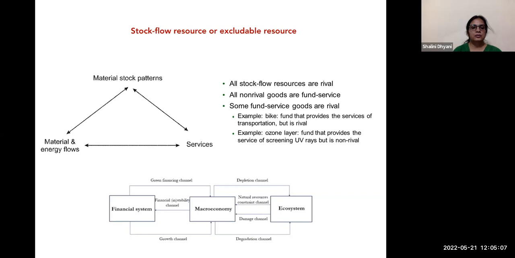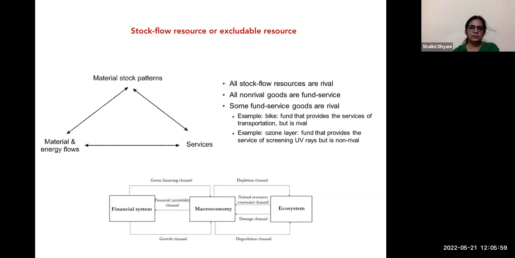So these are material stock patterns that ensure material and energy flows, and they also regulate ecosystem services in the environment. That means financial systems lead to a requirement of natural resources, and they also lead to damage. So this degradation and growth is very much connected to the economy and financial system. If you want equitable growth, understanding that there is human rights and human justice, we need to ensure that we follow a very green financing channel that reduces pressure on ecosystems, reduces depletion of these ecosystems and ensures sustainable use and harvesting of biotic and abiotic resources.